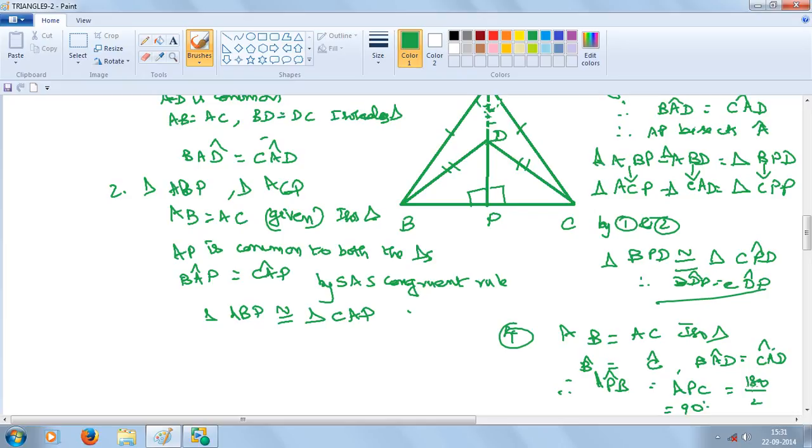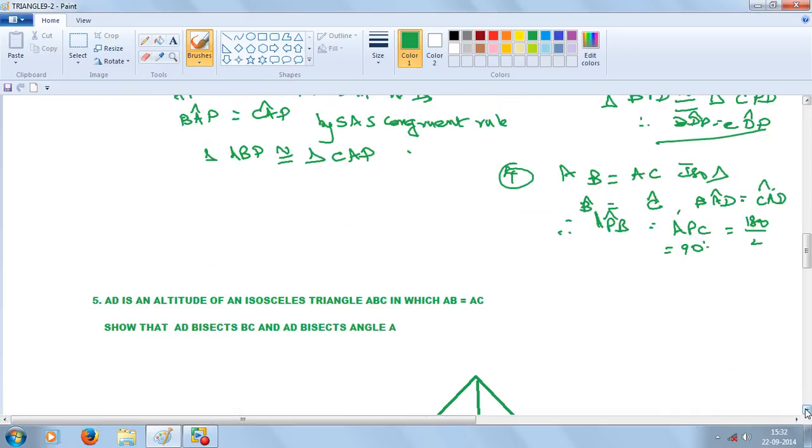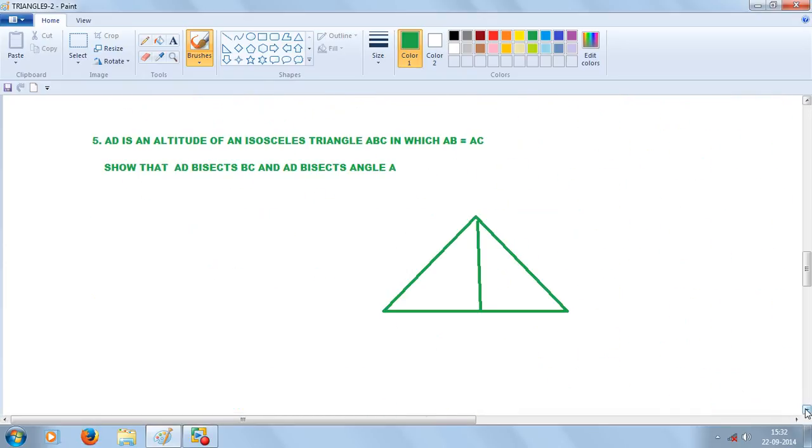How is it 180? So APB plus APC is equal to totally 180. These two angles are equal. Half of it is 90. So we'll move to the next problem.